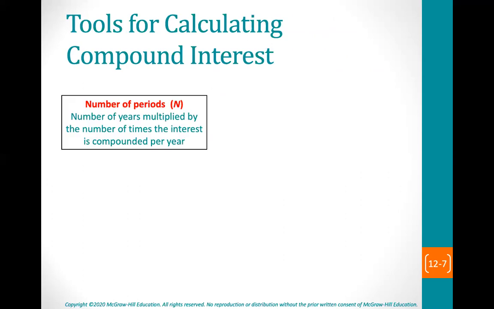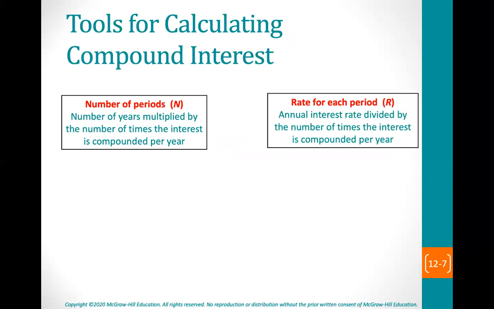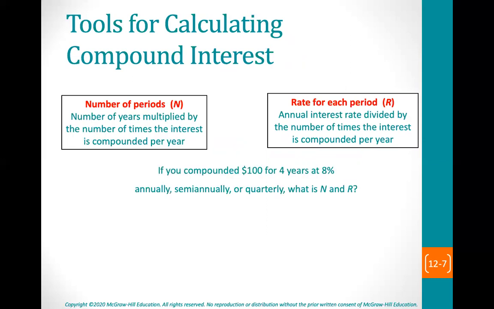When you're calculating compound interest, there's 2 things that you need to know. You need to know the number of periods, the number of years multiplied by the number of times the interest is compounded per year. You also need to know the rate for each period. This is the annual interest rate divided by the number of times interest is compounded in 1 year. So for example, if you compounded $100 for 4 years at 8% interest, annually, semi-annually, and quarterly, what are your number of periods and what is your rate per period?